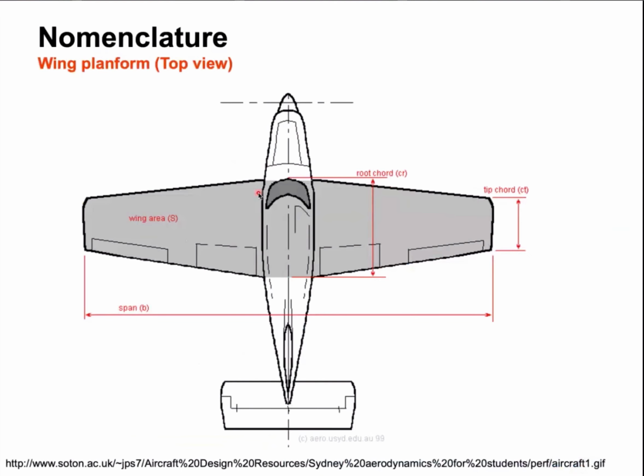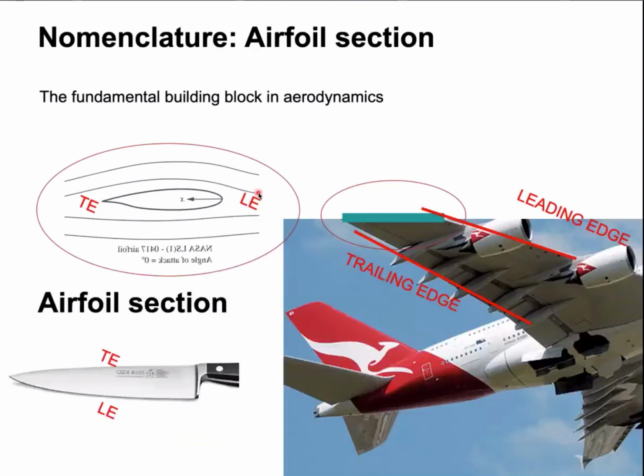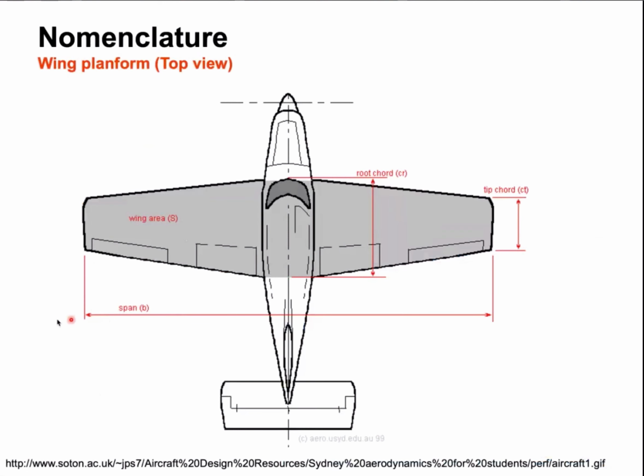Okay, now let's look at, again, we're talking about nomenclature, what we said, leading edge, trailing edge. This is the root of the wing where it's attached to the fuselage or the body of the airplane. And that's the tip of the wing, and the distance between the two tips of the wing, tip 1 and tip 2, is called the span of the airplane. So this is your span.